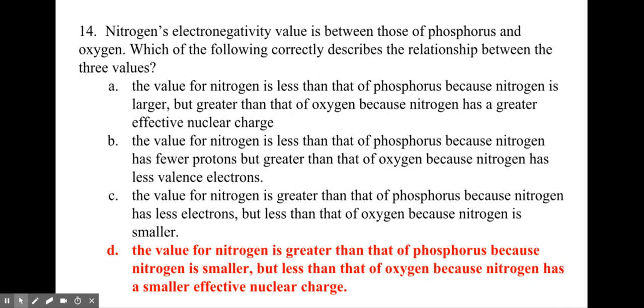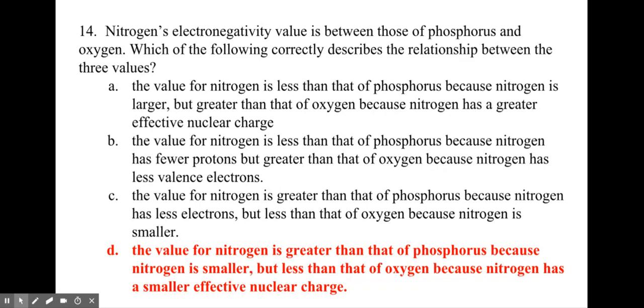Number 14. Nitrogen's electronegativity value is between those of phosphorus and oxygen. Again, that's a statement they're just making. It's true. Which of the following correctly describes the relationship between these three values? So what you have to think about electronegativity, look at where nitrogen, oxygen, and phosphorus are on the periodic table. Nitrogen and oxygen are in the same period, left to right. And oxygen is closer to fluorine, so it's going to have a higher electronegativity.